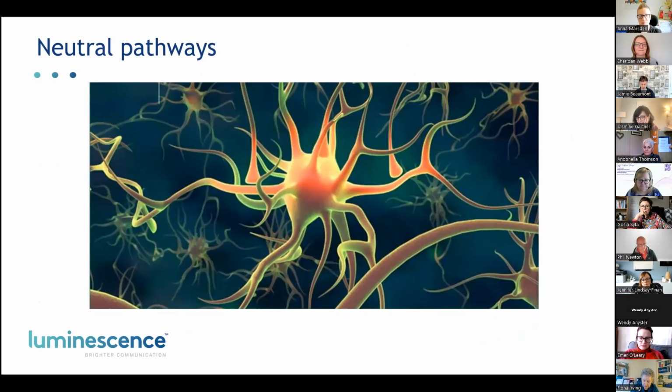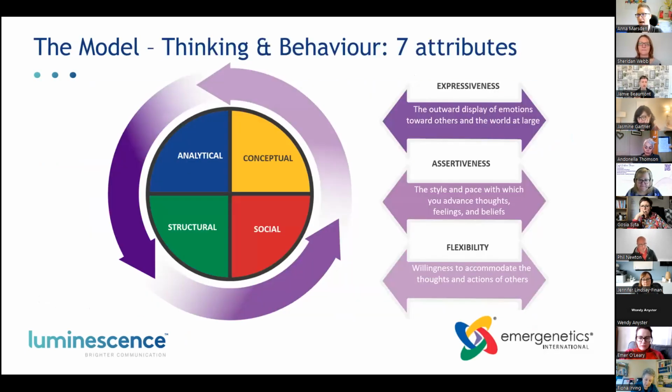So I talked a little bit about neural pathways and the well-trodden pathways in our brain. And this brings me on to Emergenetics. This is the tool that I use. And as Sheridan outlined earlier in the introduction, it's made up of 7 attributes. The first attributes that we're going to look at are the behavioral attributes. The model itself, as you can see, is the pie chart and the purple arrows on the outside, which tell us that these are behaviours.